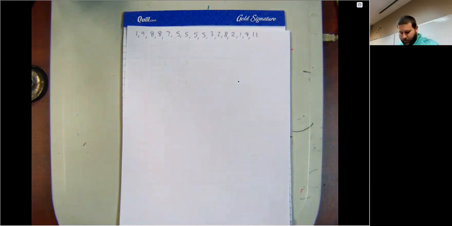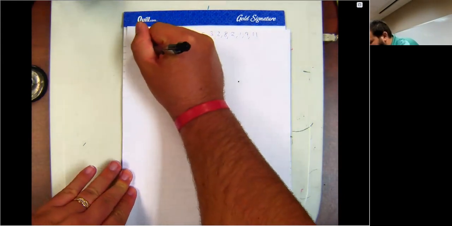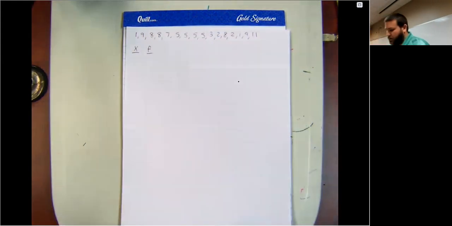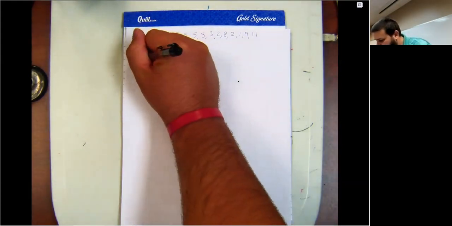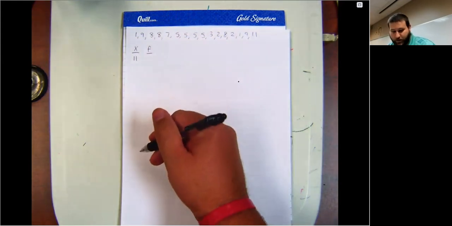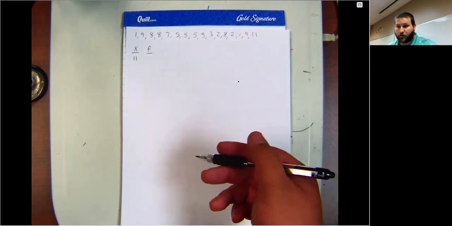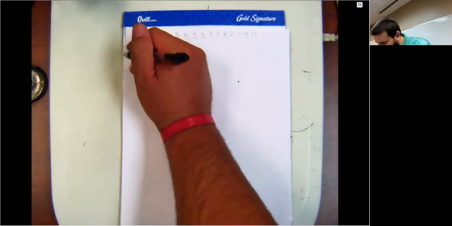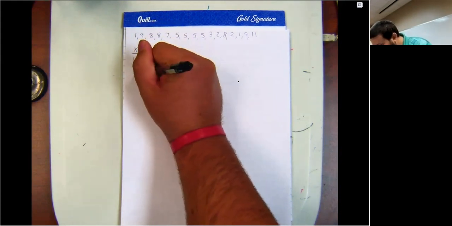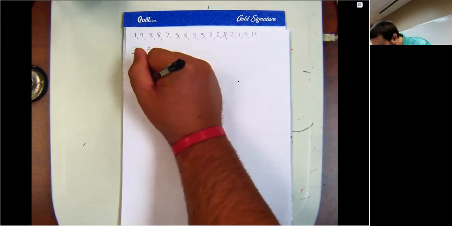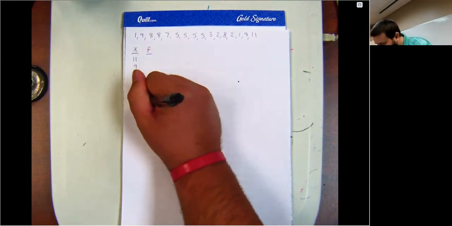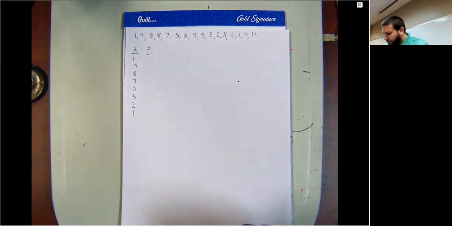It says, given the following raw data, construct a frequency distribution, right? We've done that. You've seen the video. We need an X column. We need an F column. Now, under the X's, we record all of the unique X's. And the following X's are unique. 11, and I'm going to go high to low down the page so that we can include a cumulative frequency column and a cumulative percent, which is also asked for. 11, 9, 8, 7, 5, 3, 2, and 1. Okay, and those are the unique values.